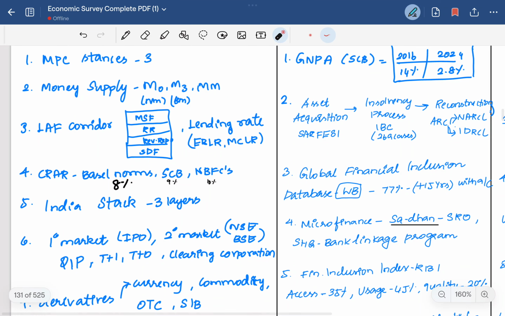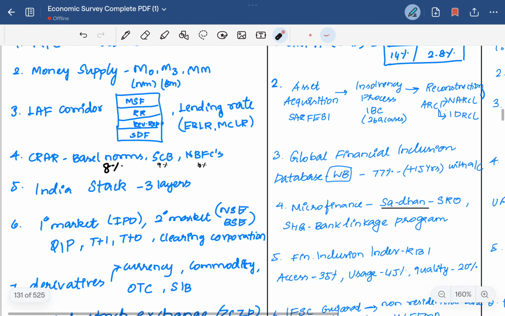Then the lending rate, at which banks lend to corporates or other credit institutions. Basically they follow external benchmark lending rates, which depend directly upon the repo rate or other policy rates. Then the marginal cost of lending rates are practiced in the economy.